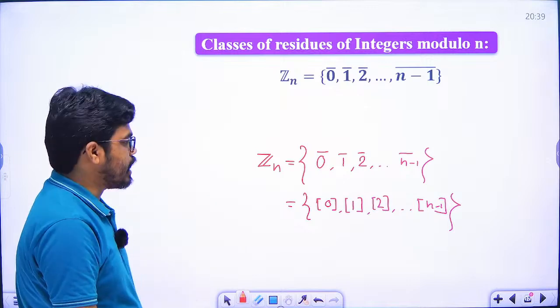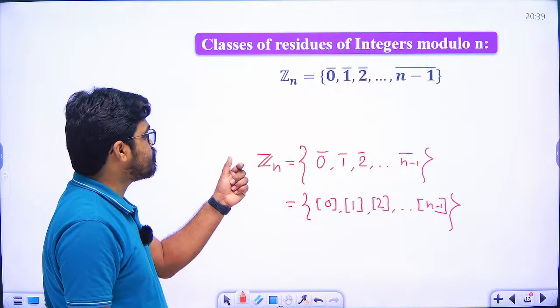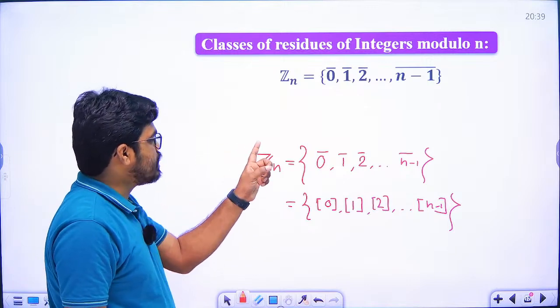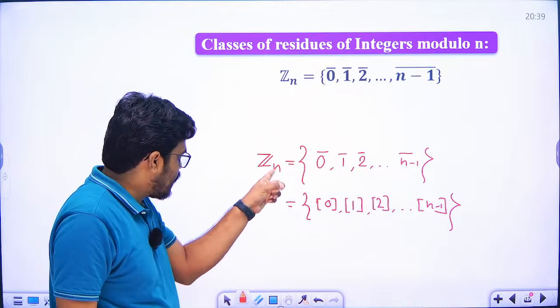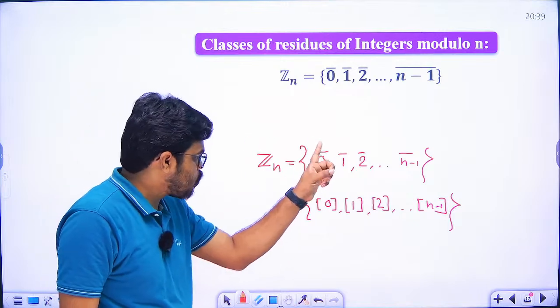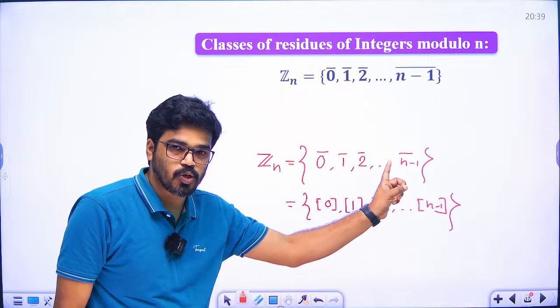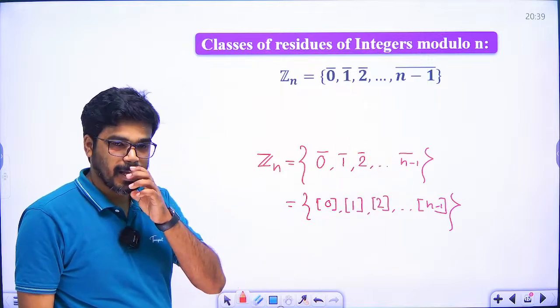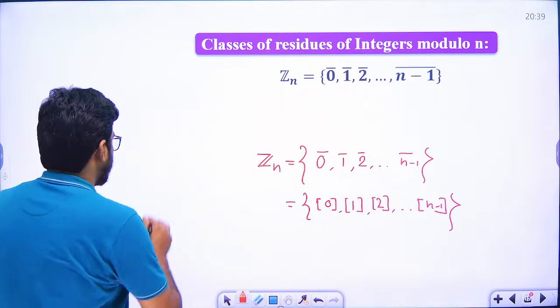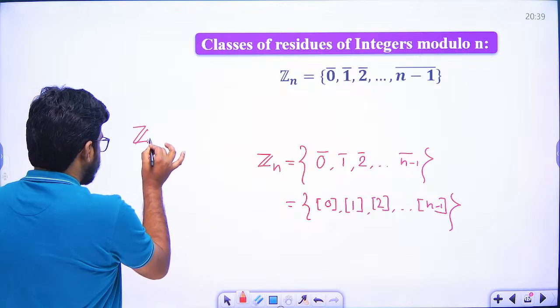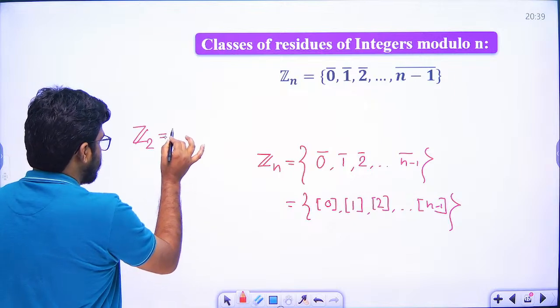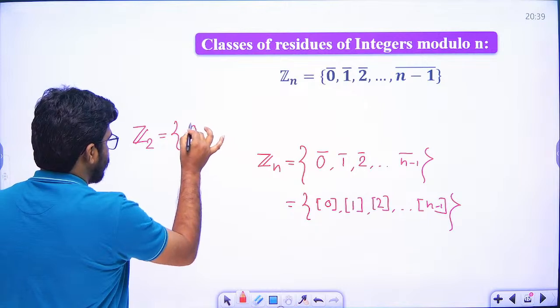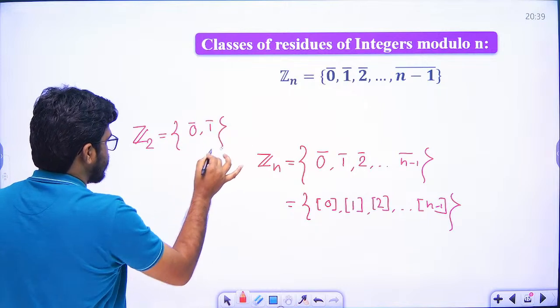Zn, what are the elements? Zn is the residue of integers modulo n. The elements of Zn are 0 bar, 1 bar, 2 bar, 3 bar, dot dot, n minus 1 bar. Okay. Z2 is integers modulo 2. What are the elements of Z2? So 0 and 1.